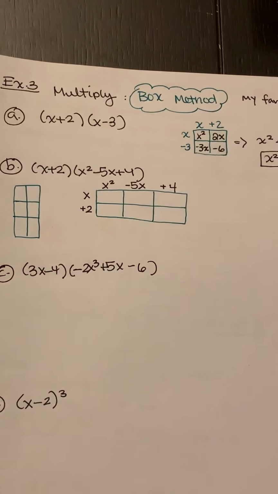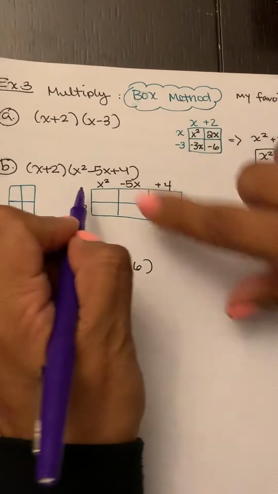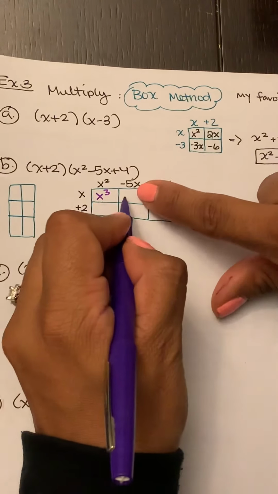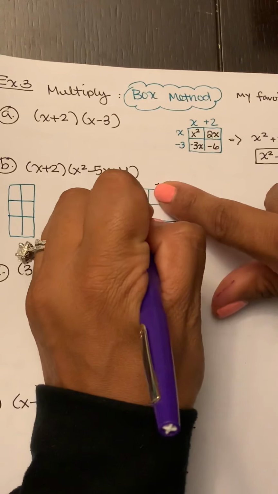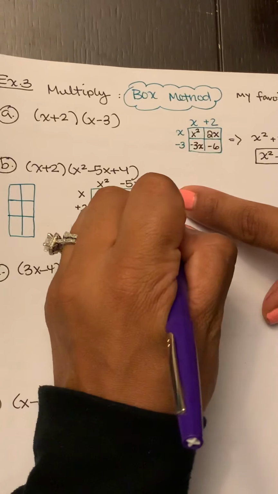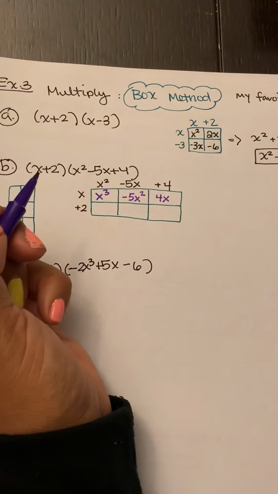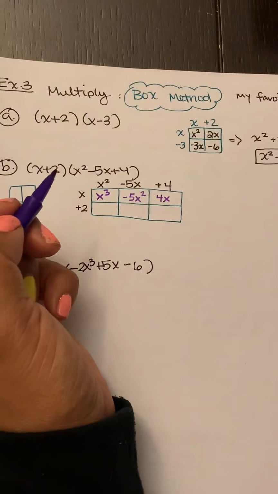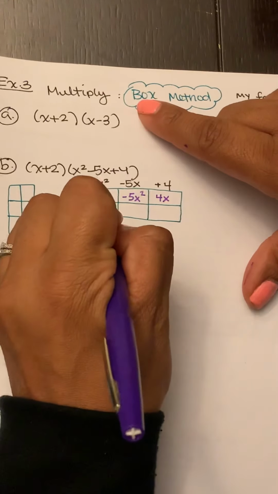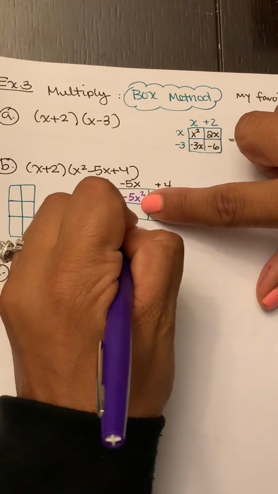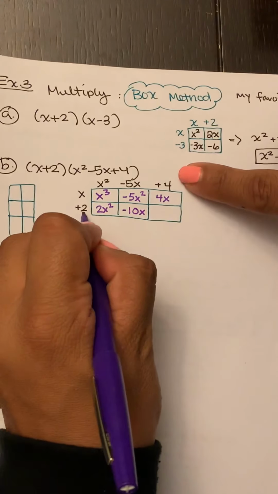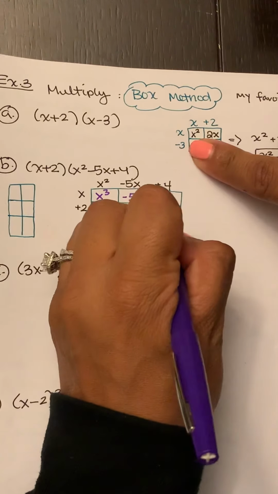Use a different color. Okay, multiply these two, we end up with x cubed. Multiply these two, and you end up with a negative 5x squared. Multiply these two, and you end up with positive 4x. Again, multiplication is happening. Common error is that students start adding. Here we have 2 times x squared, which is 2x squared. Here we have 2 times a negative 5x, which is a negative 10x. And here we have 2 times positive 4, which is 8.